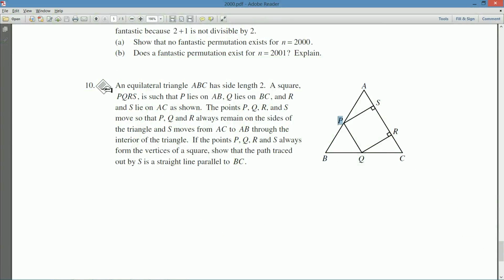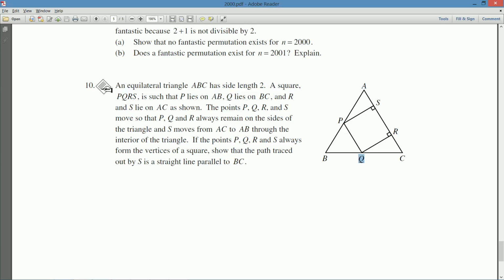A square, PQRS, is such that P lies on AB, Q lies on BC, and R and S lie on AC as shown. Okay? So since they coincide with the line segment AC, we can see that PS and QR are going to have to be perpendicular to the line AC.